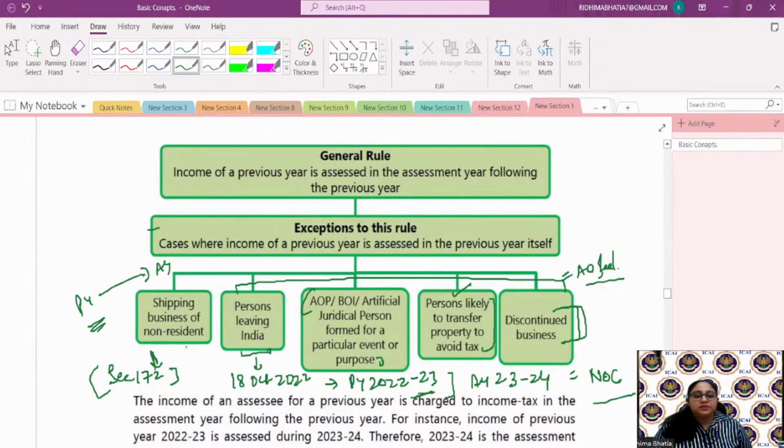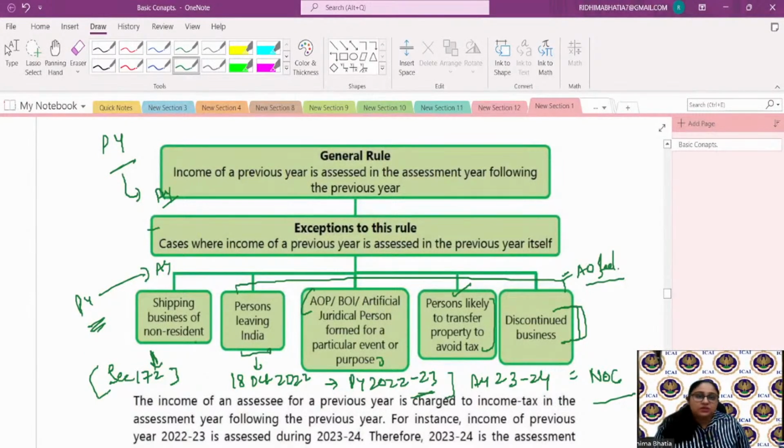But in shipping business it is compulsory. So to summarize, we know the previous year income is assessed in the assessment year. An assessee who is earning the income in the previous year would assess the income, file the return and pay the final dues on all the taxes in the assessment year. But in certain exceptions, the income would be assessed in the previous year itself. What are the exceptions?